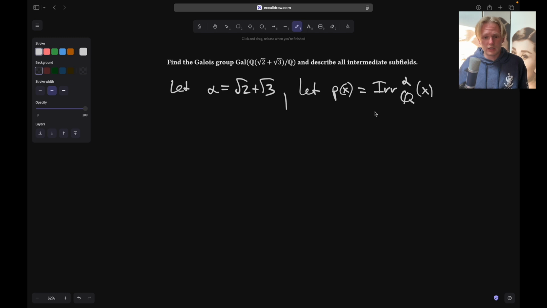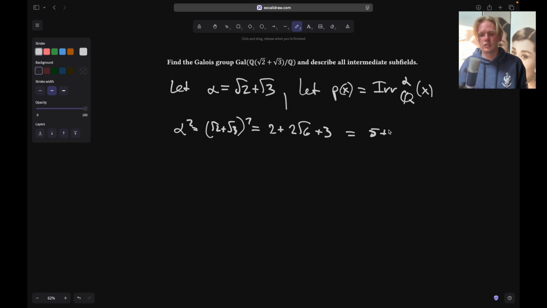So maybe we take alpha squared. If you square it, you get 2 plus 2 roots of 6 plus 3, or 5 plus 2 roots of 6. Good. So we have something, but we still have a square root here. To eliminate it, we probably say that (alpha squared minus 5) over 2, squared, is actually 6.